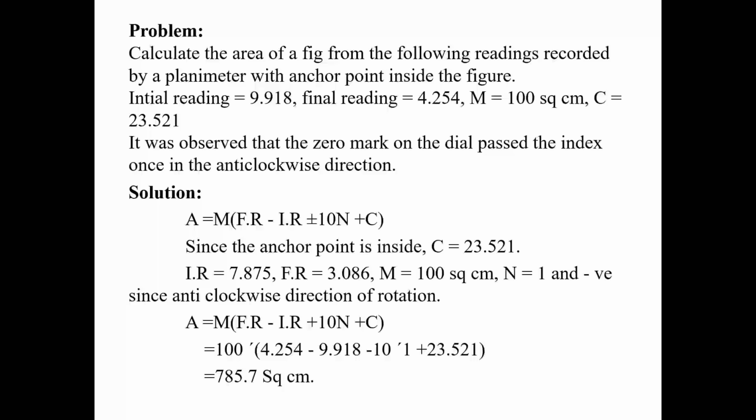Now substitute all the values in the formula, that is A equals M into (FR minus IR) plus or minus 10n plus C. Here the sign for the 10n term is negative. So 100 into (4.254 minus 9.918) minus 10 into 1 plus 23.521, that equals 785.7 square centimeter.